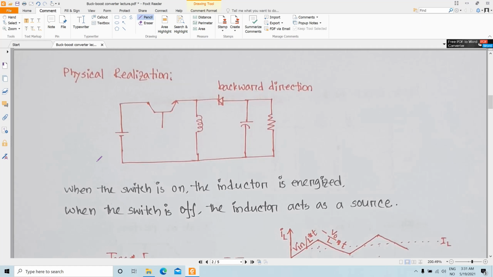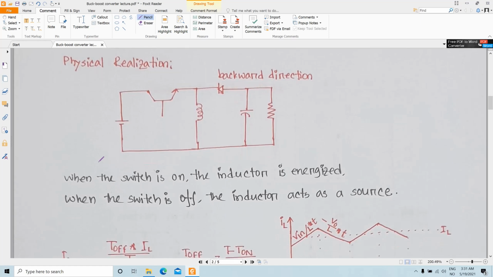Now, how the circuit is implemented in real life: you have a transistor here, a switch here, and then you place a diode in the backward direction, and you have the voltage source here. So this is our V in and this is our V out.